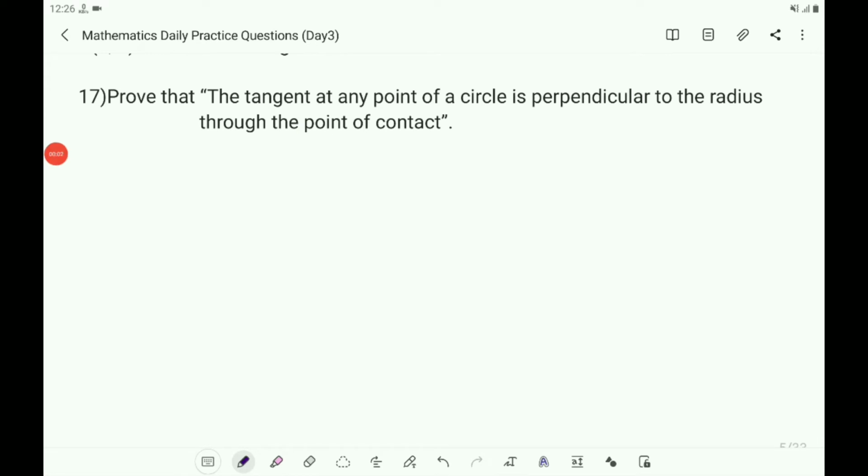Now let us go through the 17th question. What is that 17th question? Prove that the tangent at any point of a circle is perpendicular to the radius through the point of contact. This is a theorem of the circle chapter. It is already learnt. So children, if you are having any doubt, go through the model question paper, or also go through the circle chapter. If there is any doubt, you will clear that, and you must learn this theorem. It is a compulsory theorem.